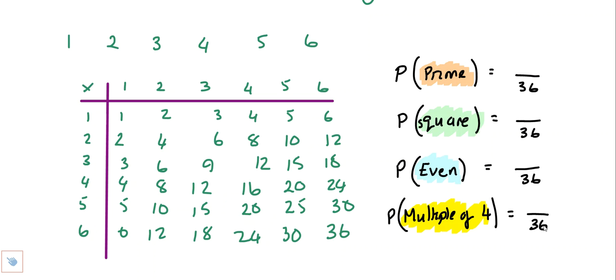So you've just got to figure out, that's the total number of outcomes, you've got to figure out how many are what I'm looking for.